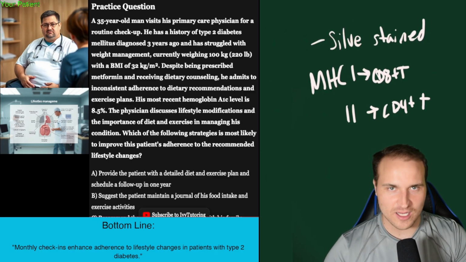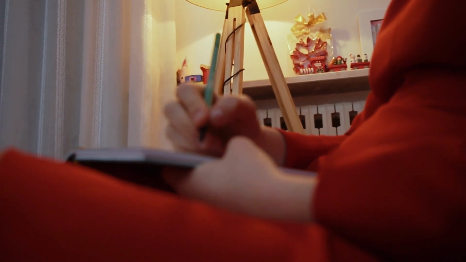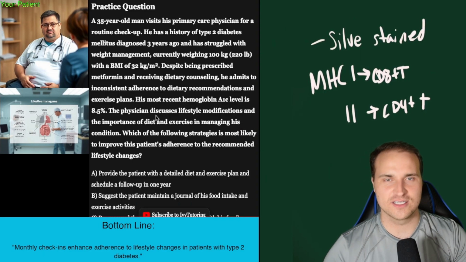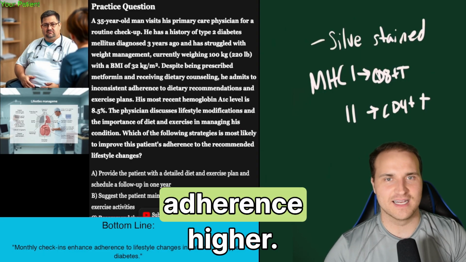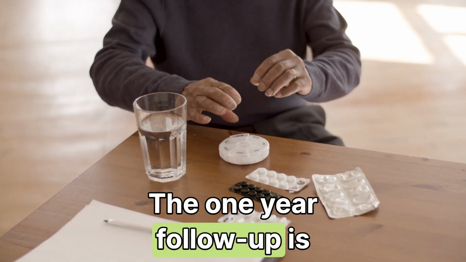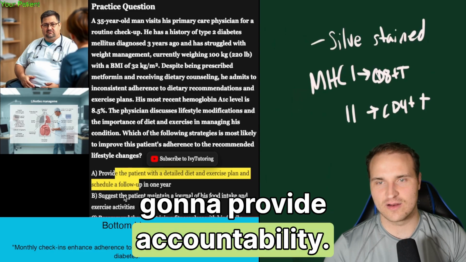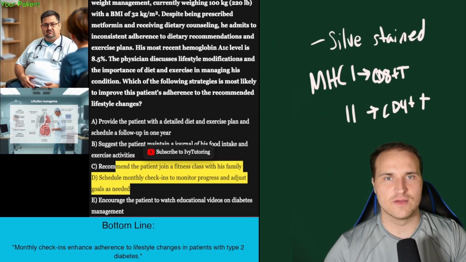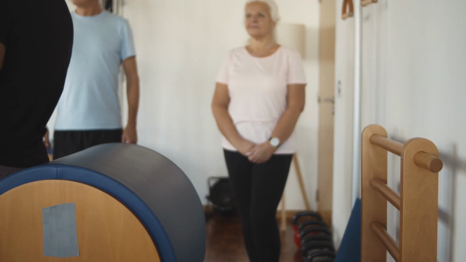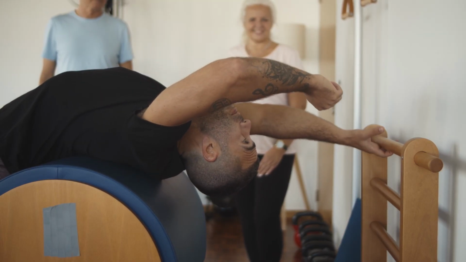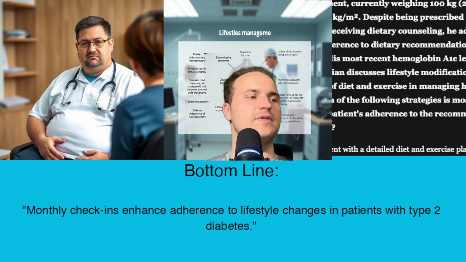You've got to do those ongoing structured follow-ups, very important. The journaling, family member, educational stuff, cool, but it's the reinforcement that gets the adherence higher. The 1-year follow-up is way too infrequent. Journaling is just self-awareness, but it's not going to provide accountability. You have to literally do the follow-ups. A family fitness class can help, but structured follow-up is going to be more impactful. All right, monthly check-ins for type 2 diabetes.